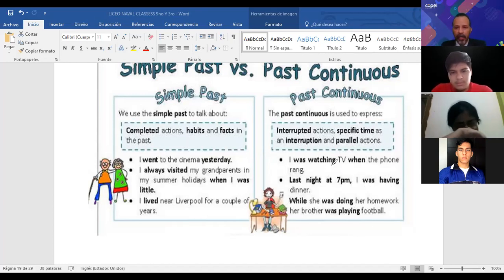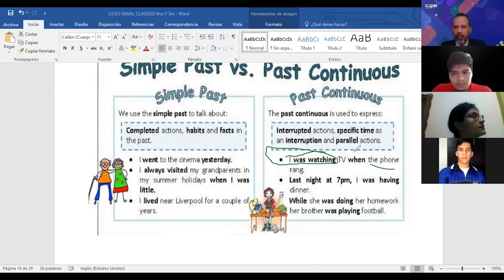I think you know these guys. It's not necessary to continue explaining and explaining. This is the past continuous. It's a longer action that was happening. Yes, a longer action that was interrupted by the simple past.